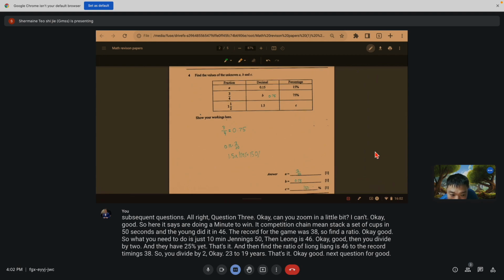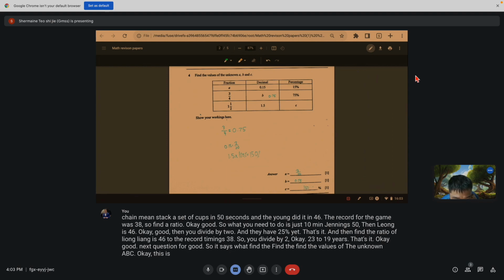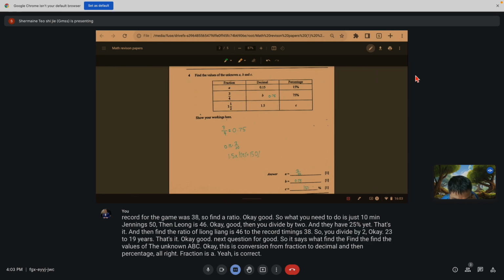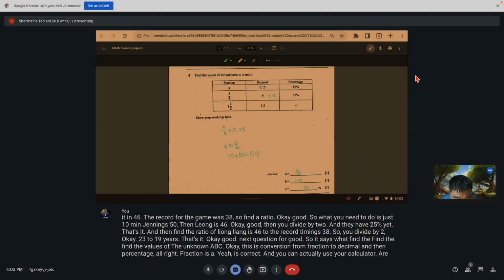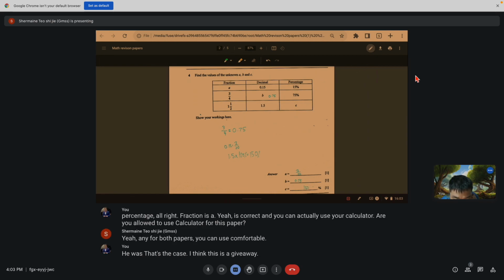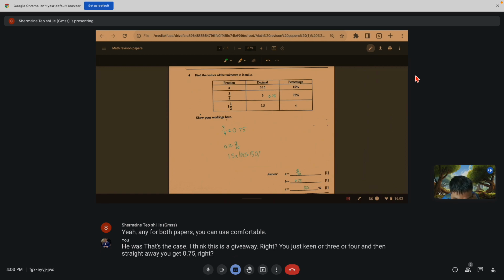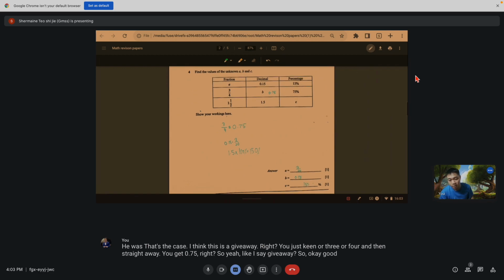Good. So it says find the values of the unknown A, B, C. Okay. This is conversion from fraction to decimal and then percentage. All right. Fraction is, yeah, A is correct, and you can actually use your calculator. Are you allowed to use a calculator for this paper? Yeah, NA for both papers you can use a calculator. If that's the case, I think this is a giveaway, right? You just key in 3/4 and then straight away you get 0.75, right? So yeah, like I say, giveaway. So okay, good. Yep, next.